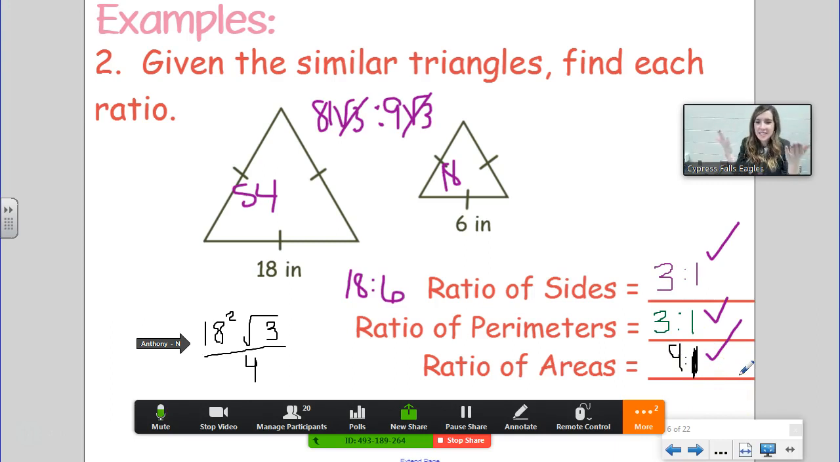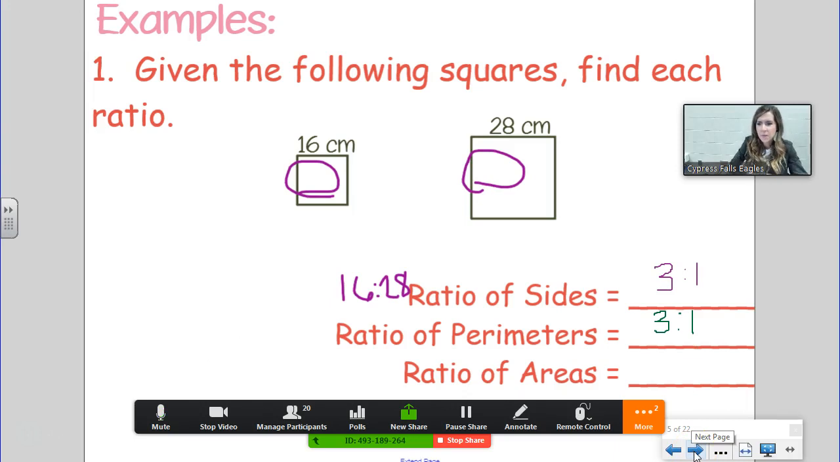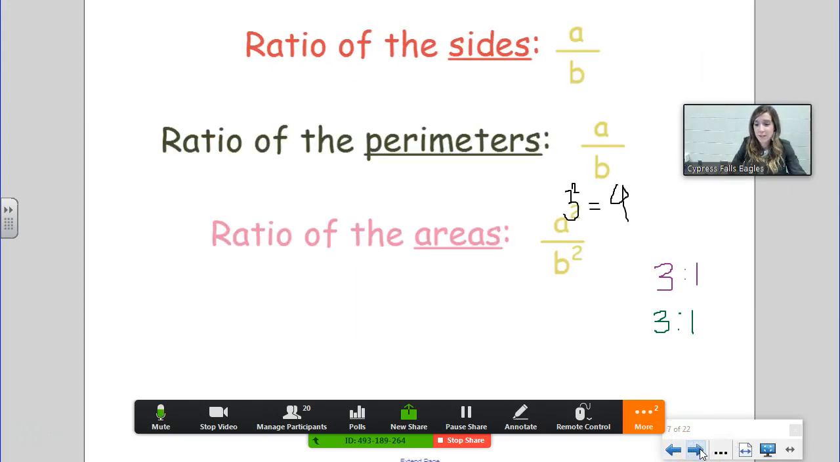So, did the same thing happen or not? Yeah. On the last problem, the ratio of the sides matched the ratio of the perimeters, and then the ratio of the areas was squared. Did that happen here? The ratio of the sides matches the ratio of the perimeters, and then the ratio of the areas was squared. So I think if it happened twice, it's no longer a coincidence. It's a rule. It's actually how it works with similar figures.